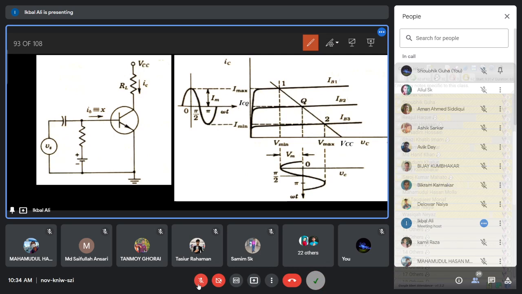Now we are doing the graphical analysis instead of applying KVL and KCL and solving the equations to get the AC power output. Instead of doing all this analytical analysis, we are going into the graphical analysis, because it will be very easy to understand what you are actually doing, and it will also give you insight into the amplifier.